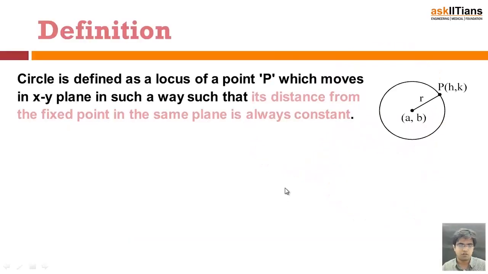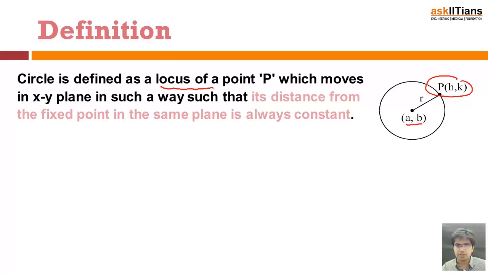Circles. First of all, the basic definition. What is a circle? Let's suppose there is a point P which is defined by h, k, and it is moving in our coordinate plane. It is moving here and there in our coordinate plane. Let's say there is another point which is fixed. It is fixed at a place and its coordinates are a, b. Now we come to the definition.